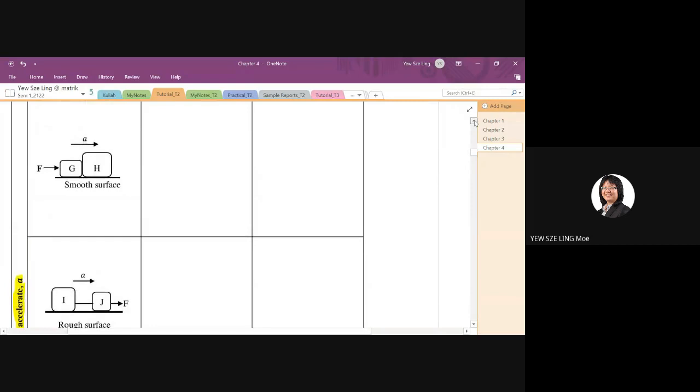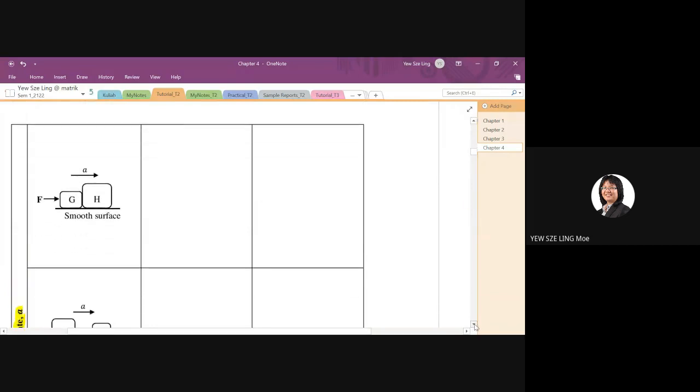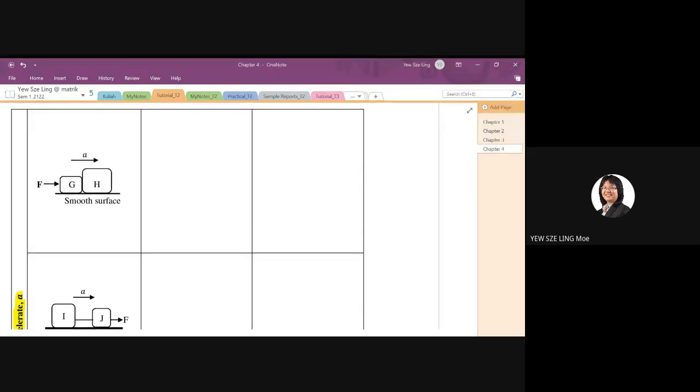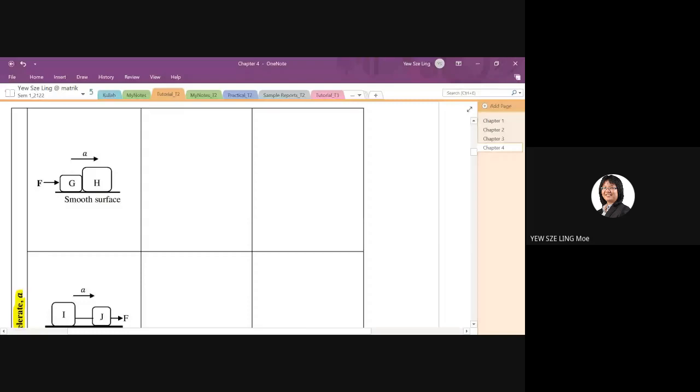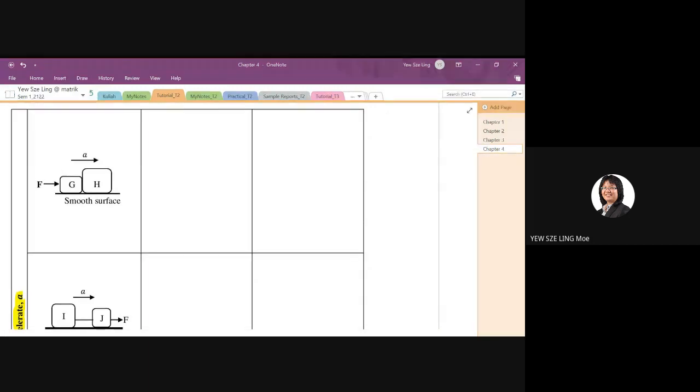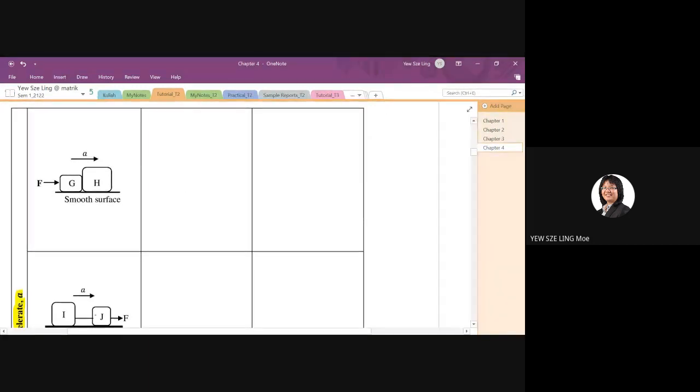So for the free body diagram, you're still going to sketch with the same method. If you have one object, then you sketch one free body diagram. If you have two objects, then you sketch two free body diagrams. So let me sketch the diagram from your friends first. You don't do anything yet, okay, because there's a mistake.